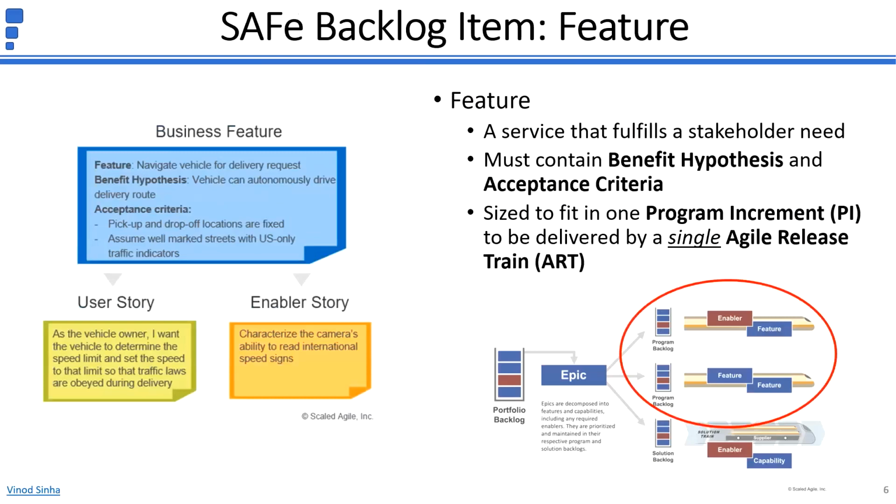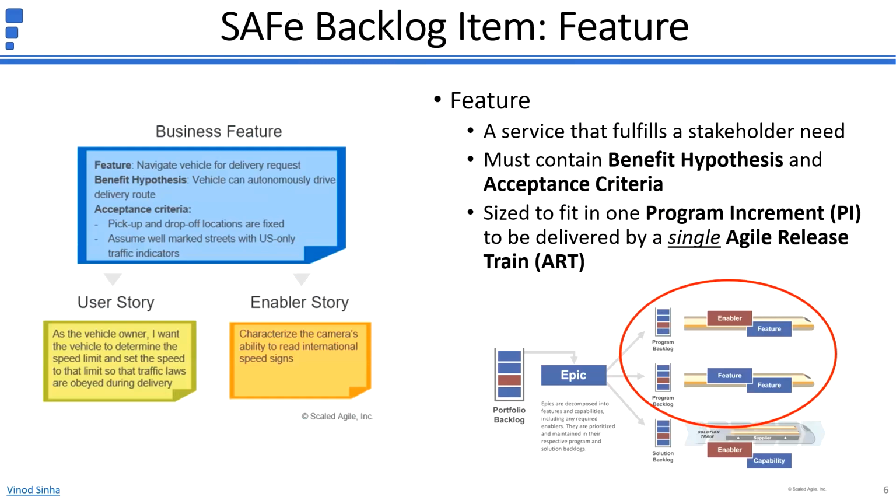A feature is the service that meets customers' requirements. It fulfills the stakeholders' need. Now, similar to capability, it must have benefit hypothesis and acceptance criteria. The key difference here is that a feature must be sized to fit in one program increment and must be delivered by a single agile release train.